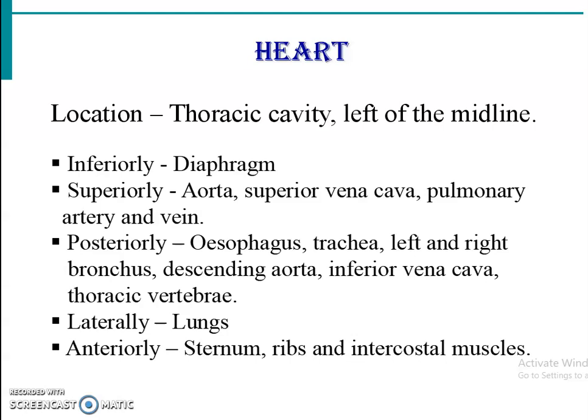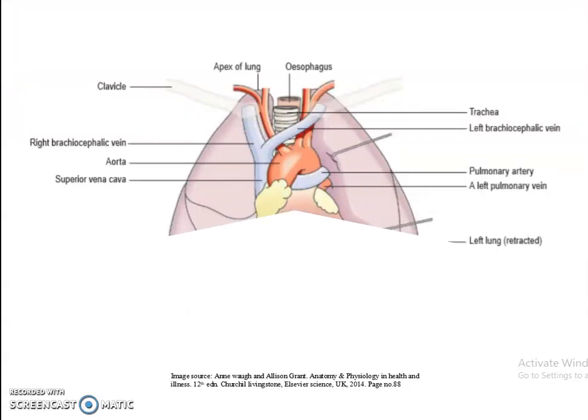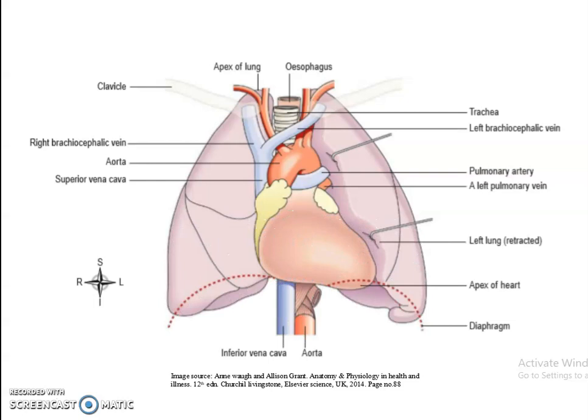Then laterally, on the left as well as the right side of the heart, the left and right lungs are present. Next, the anterior region, in front of the heart, mainly has the sternum, ribs as well as the intercostal muscles. In this figure you can see the location of the heart: the mediastinum, left lung, right lung, and superiorly the blood vessels, and inferiorly you can see the diaphragm. These are the structures present surrounding the heart.